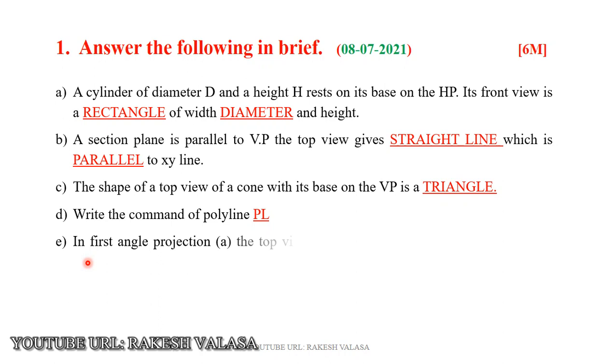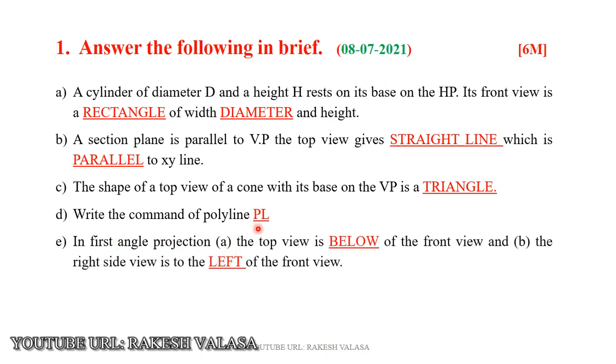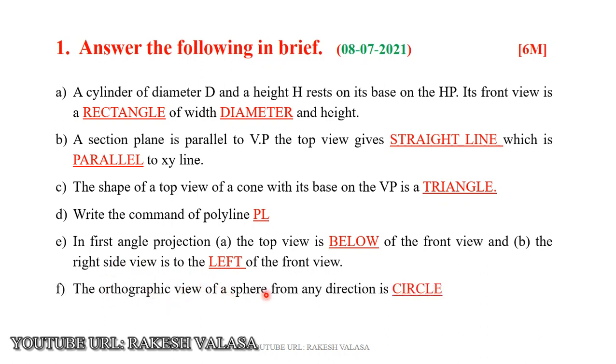Question number E. In first angle projection, A, the top view is below the front view. B, the right side view is to be to the left of the front view. Question number F. The orthographic view of a sphere from any direction is a circle. That means the front view is a circle, the top view is a circle, and the side view is also a circle.